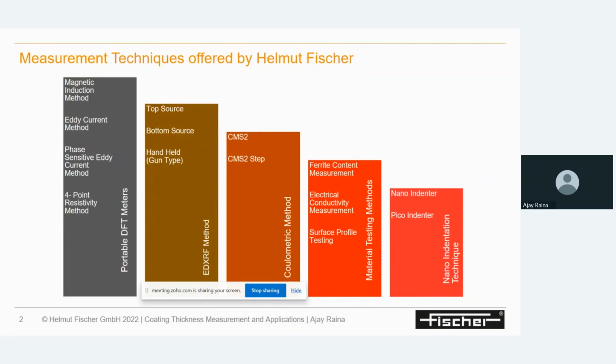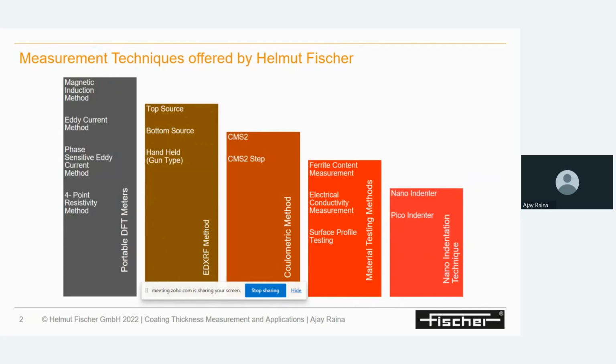Then coming to the metal testing, we have ferrite content instruments. We can check the ferrite percentage, we can check the ferrite number. Then we have electric conductivity instruments, where we can check the conductivity of non-magnetic based samples. We have surface profile thickness gauges where we can check the profile of the samples.